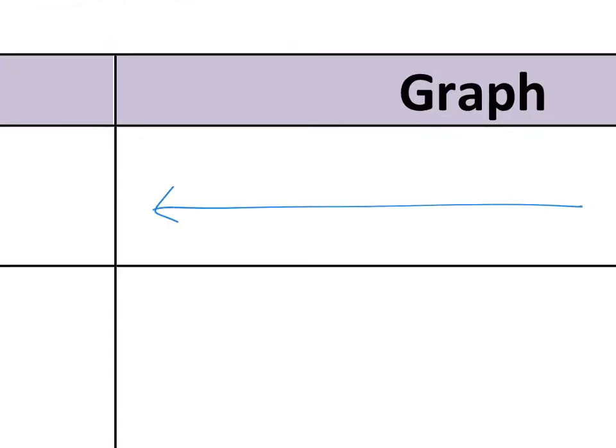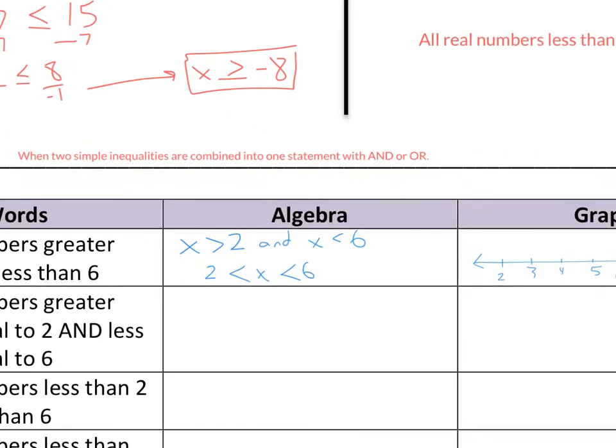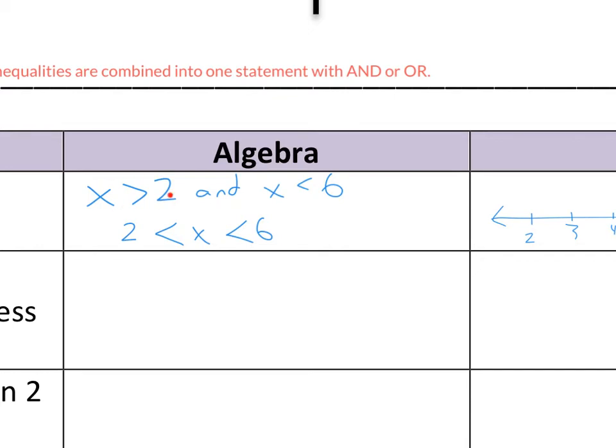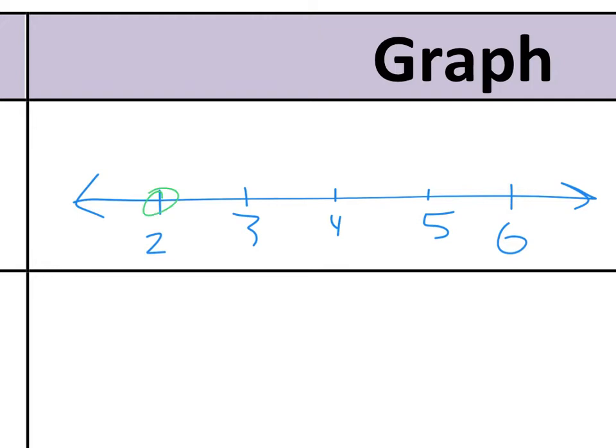So on the graph, down here is 2, up here is 6, we've got 3, 4, 5, 6. Now it's less than, right? So on both of these simple inequalities, we're not including the 2 and we're not including the 6. So that would mean we've got open dots at 2 and at 6. Now, x is less than 6, so that would put our arrow going this way, right? But x is also more than 2, so that puts our arrow going this way.